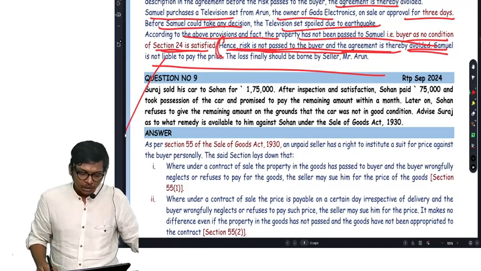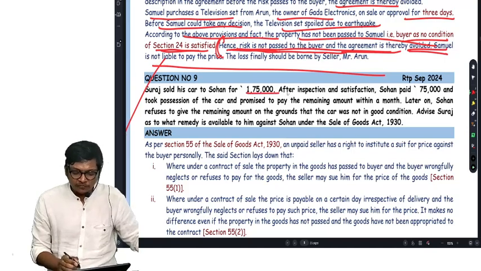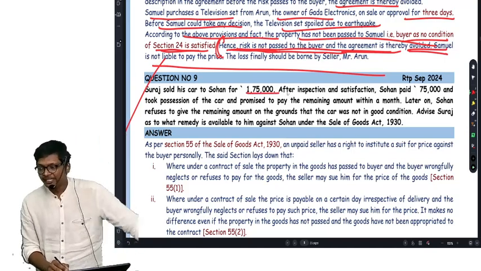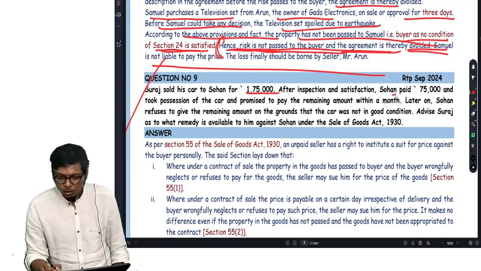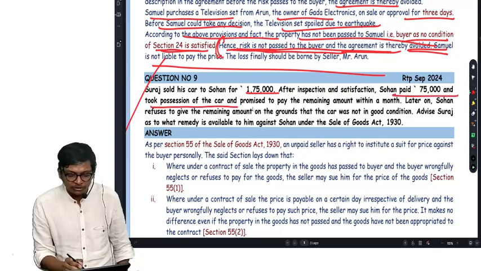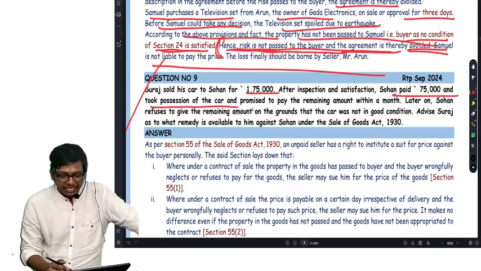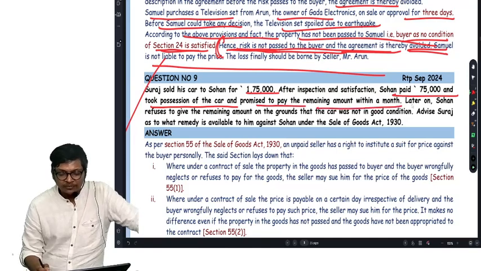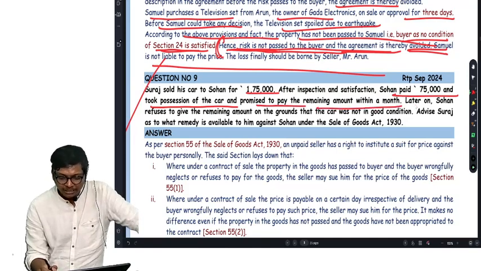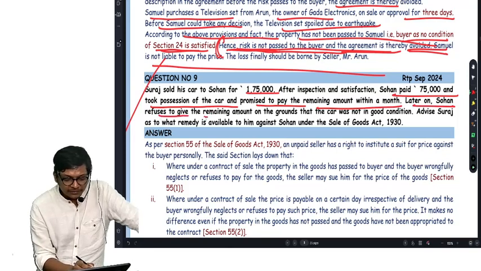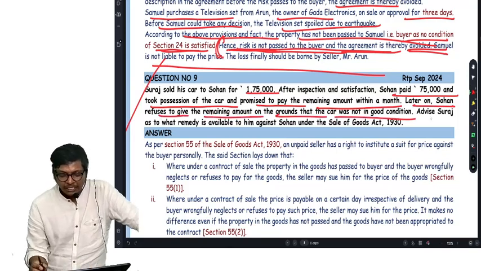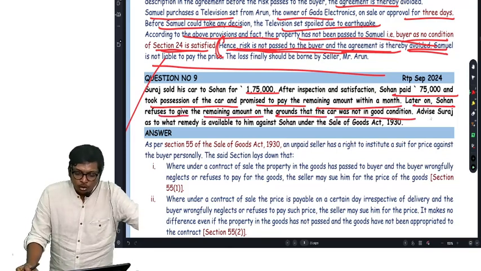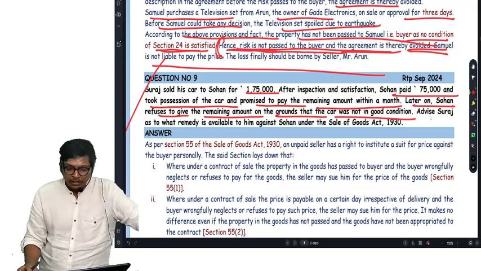No. Sanjay sold his car to Sohan for 1,75,000. After inspection and investigation, Sohan paid 75,000 and took possession of the car and promised to pay the remaining amount within a month. Later on, Sohan refuses to give the remaining amount on the ground that the car was not in good condition. Advise Suraj as to what remedies are available.